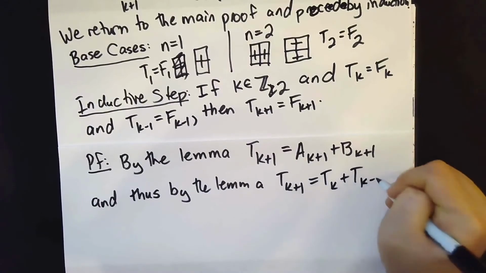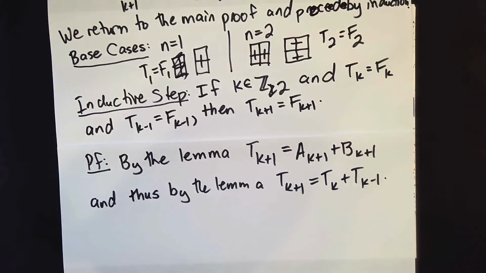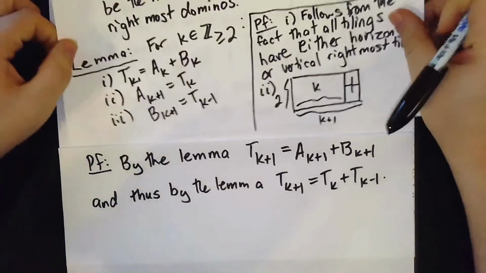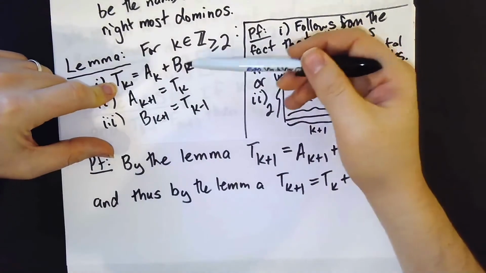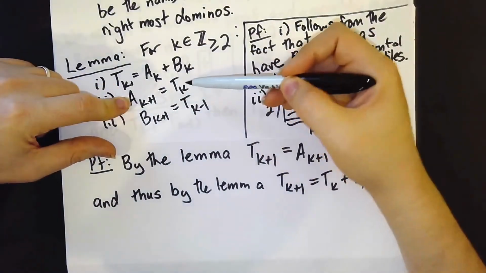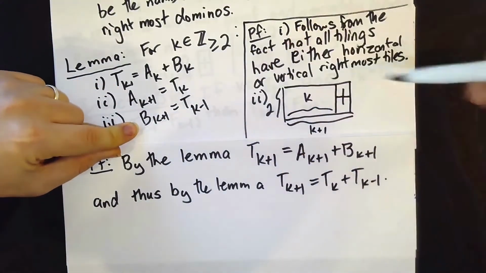And now we've really buried most of our work for this in the lemma. What were the three pieces of our lemma? Well, we rigged it up so the three pieces of our lemma were the statement that t sub k is a sub k plus b sub k, that a sub k plus 1 was t sub k, and that b sub k plus 1 was t sub k minus 1.